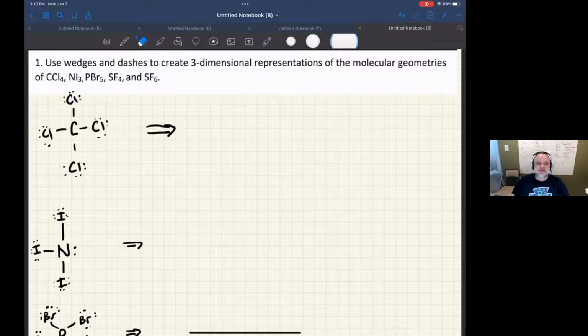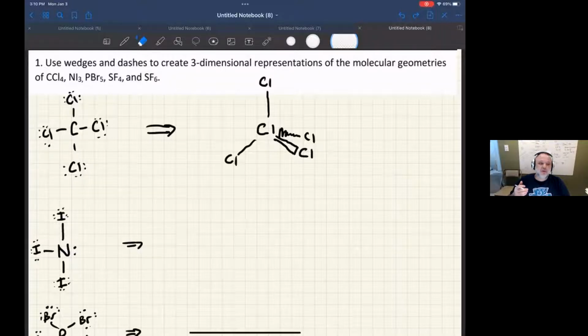In the first example, CCl4, I can see that it's tetrahedral geometry. And so when I draw the structure in three dimensions, it looks like this. So two of the bonds are in the plane of the page. One comes back, one comes forward. We use wedges and dashes to represent forward and backwards. The wedge is coming forward, and then the dash, the squiggly line, is going back.